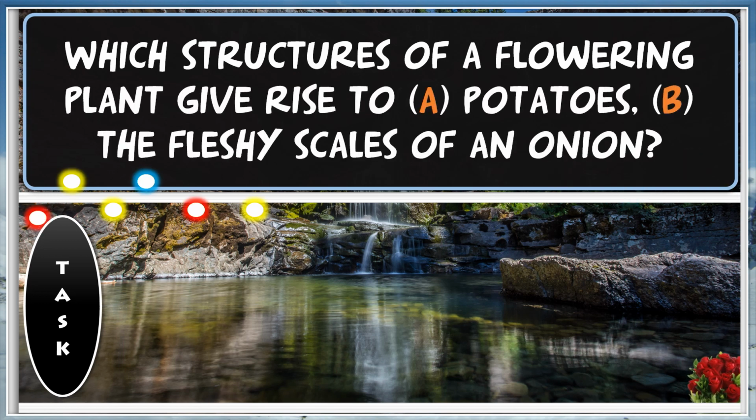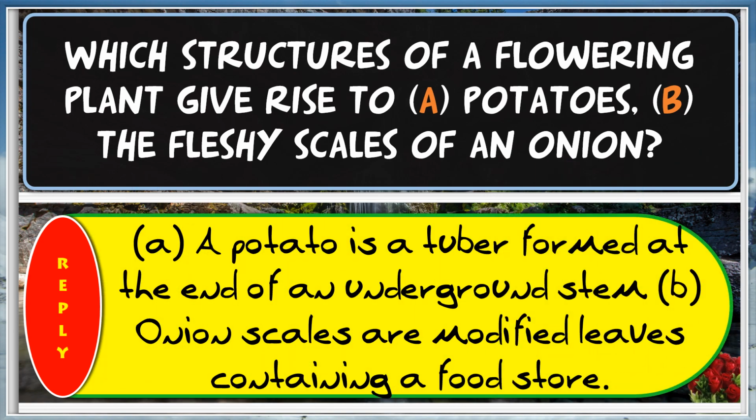Which structures of a flowering plant give rise to A. Potatoes, B. The fleshy scales of an onion? Part A. A potato is a tuber formed at the end of an underground stem. Part B. Onion scales are modified leaves containing a food store.